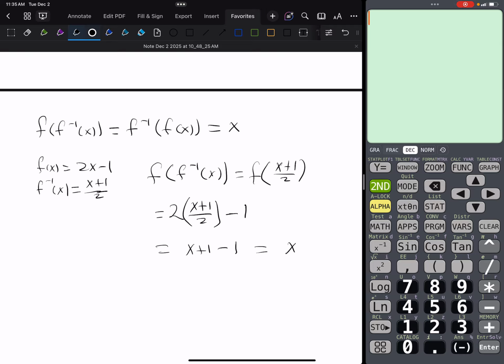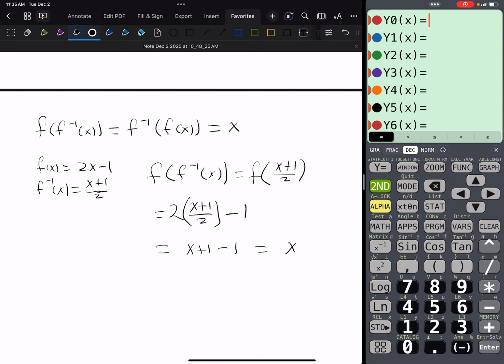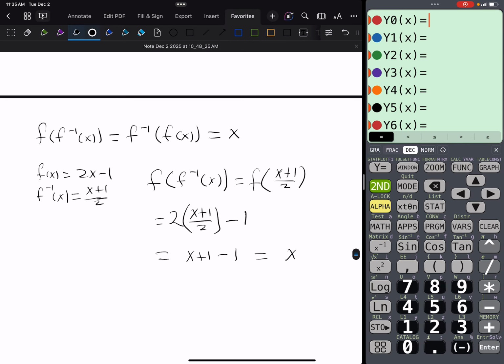One other thing that I could do visually, it's not as good a proof, but it's a good kind of gut check to see if things look right, is I could go to my graphing calculator and graph both my function and my inverse function, and then I would graph the y equals x line to see if they look like they're reflected across that y equals x line. And so I'll have 2 times x minus 1 for my first function. I'll have x plus 1 divided by 2 for my second function, and I'll have y equals x for this third function, just so I can see if it looks like the first two are reflected over this green line.